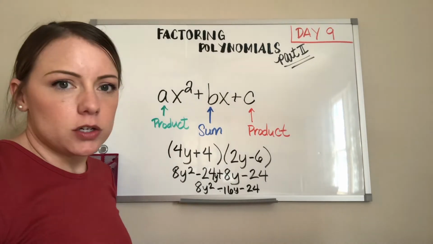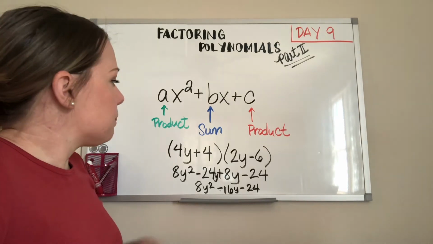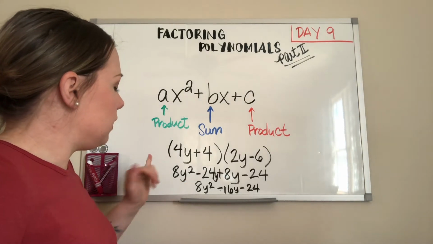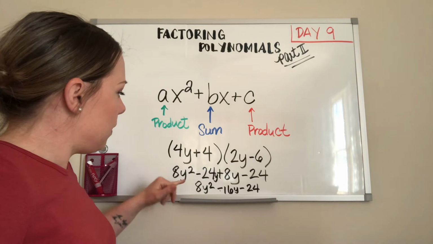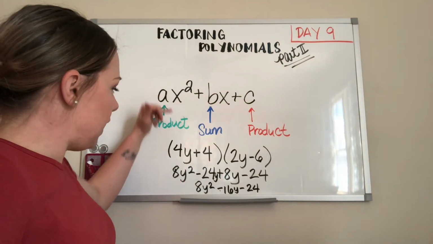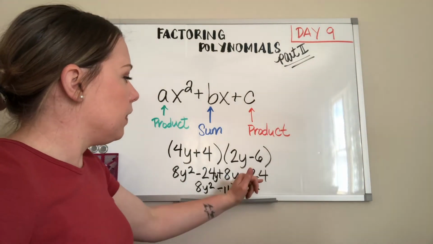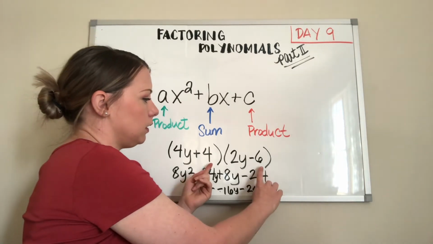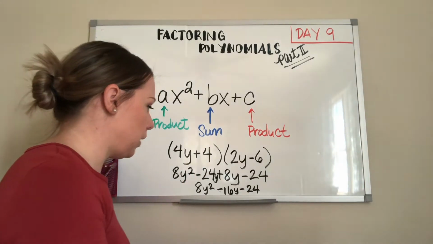So my apologies about that one. But what I want you to see at this point is my 8 is in place of A. That definitely is a product. The negative 24 is definitely just a quick product of these two numbers.